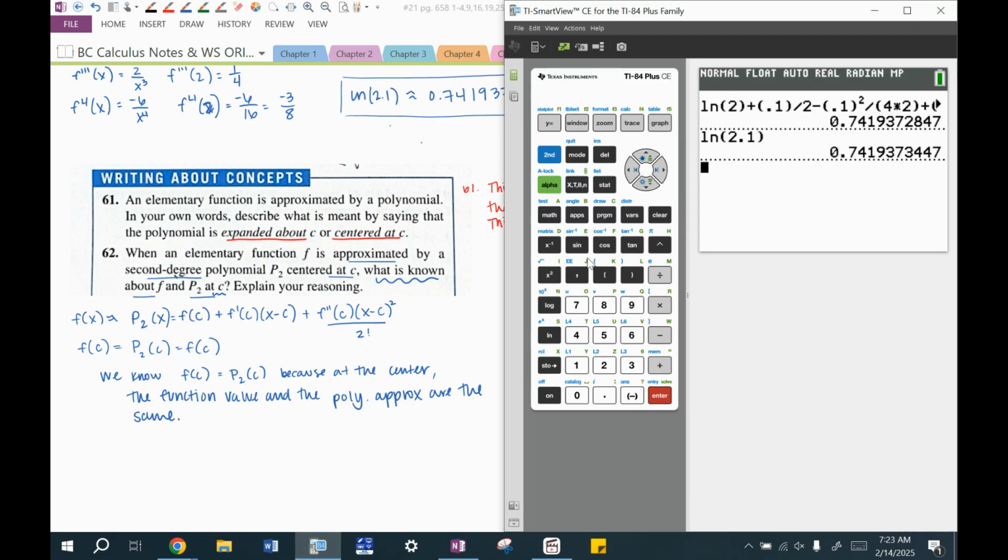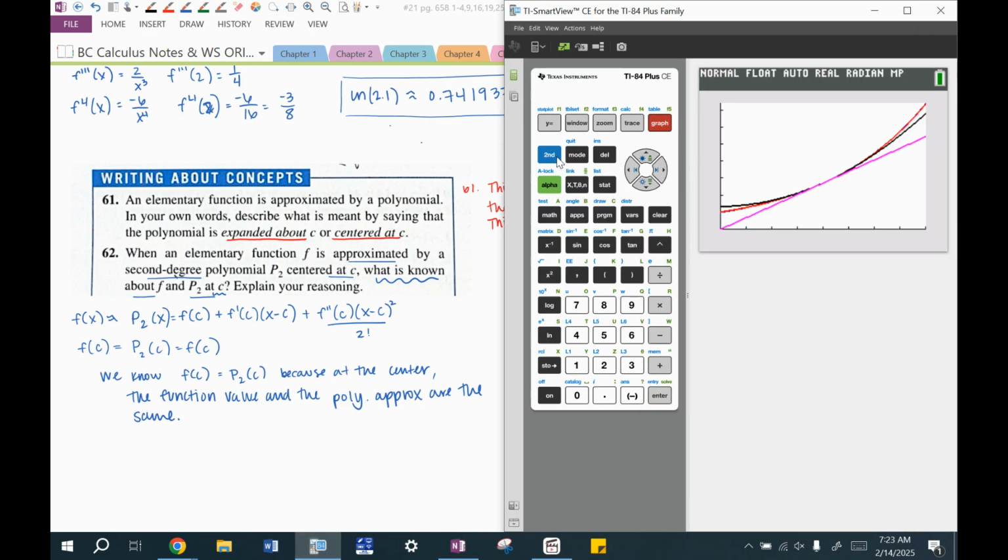The reason they say expanded about, let's go back and look at our graph from the other one. This was centered at 1. Oops. Centered at 1. So here's the center, and you can see expanded about means like as we go from the center, the polynomial approximation differs. I know we can't see the blue one, but it differs from the actual function the further you get from the center. So from the center they match, and then we expand after that.